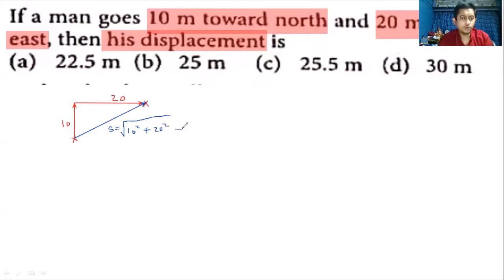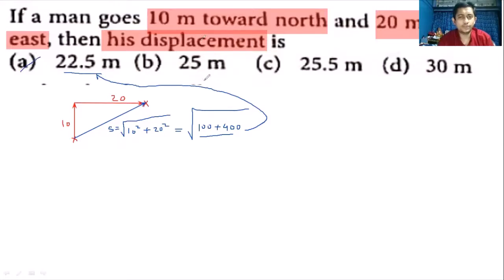This will be equal to under root of 10 square, which is 100, plus 20 square, which is 400. So 100 plus 400 gives you 500. Root of 500 is approximately 22.5. See, 25 square is 625, and this is less than 625 but greater than 22 square. So root of 500 is definitely about 22.5. Right? So it is option A.